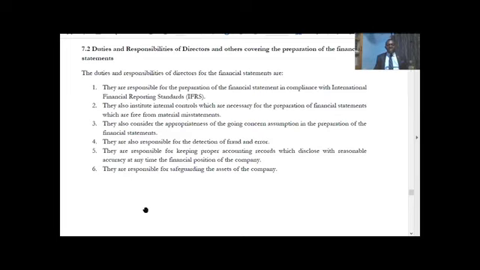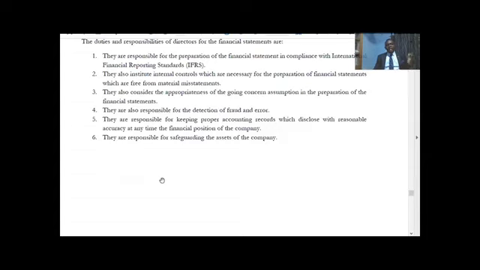Then they are responsible for safeguarding the assets of the company. As directors, they must make sure that the assets the business acquires are properly safeguarded. You move into several businesses and we see that the company has either a security camera somewhere, or they employ the services of a security company to keep watch over their property. It is the responsibility of the directors to ensure that the assets of the company are safeguarded. So these are some of the duties and responsibilities of directors as far as financial statement preparation is concerned.